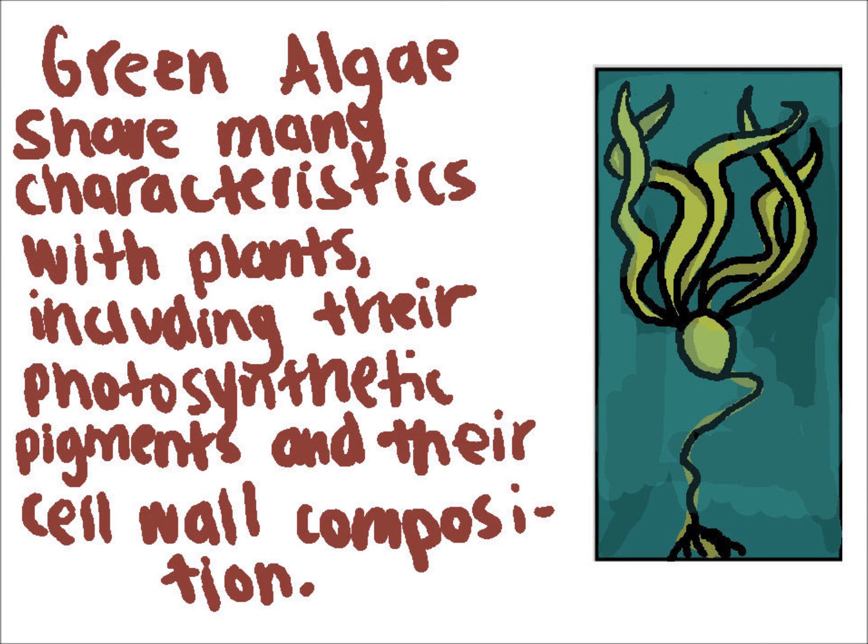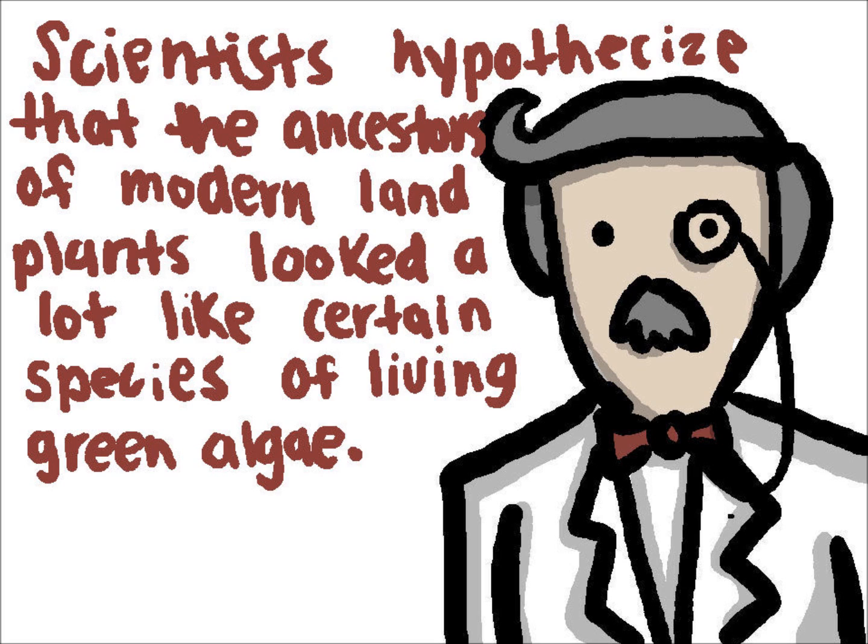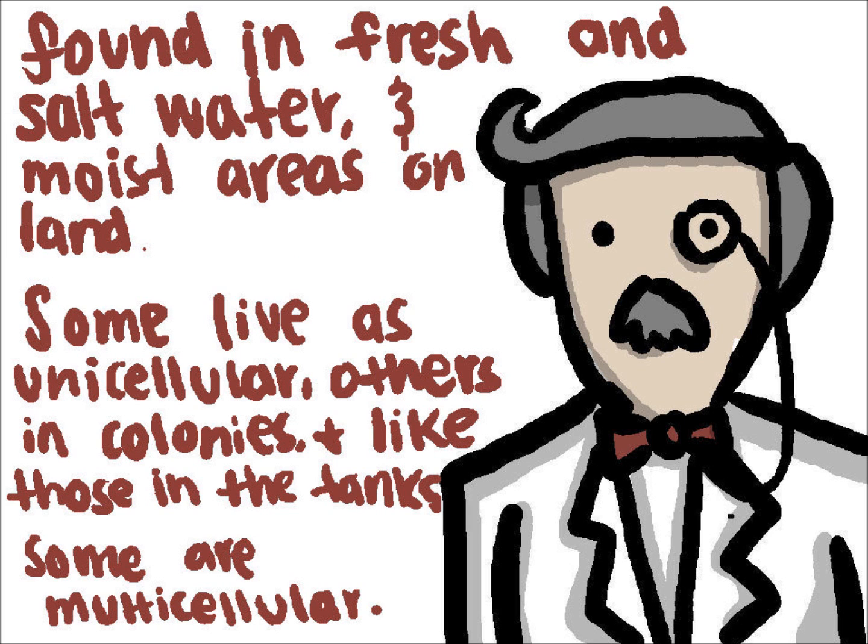Green algae share many characteristics with plants, including their photosynthetic pigments and their cell wall composition. You can see that it contains blades, a bladder, a stipe, and a holdfast. Scientists hypothesize that the ancestors of modern land plants looked a lot like certain species of living green algae, found in fresh and salt water and moist areas on land. Some live as unicellular, others in colonies, like those in the tanks.